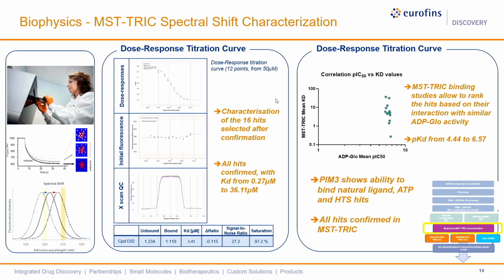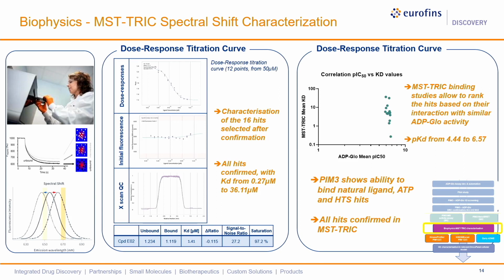What you can see on the graph on the right is that the MST approach, the biophysics approach, also gives us the possibility to have a more precise ranking of the affinity of the compounds, whereas in activity they were quite close to each other. So we gain in details and in ranking of the compounds. All the hits we identified were confirmed in biophysics. I was quite hyper excited confirming all of my compounds.